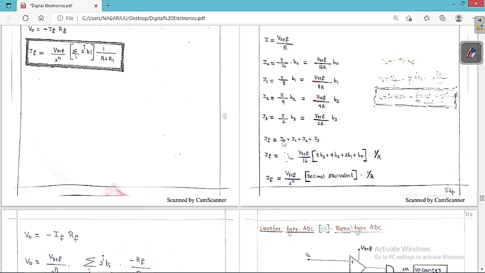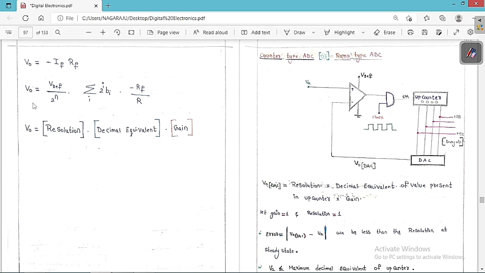I have already told you the value of IF. IF is nothing but the summation of all the currents with the help of KCL. So IF is equal to I0 plus I1 plus I2 plus I3. If we do the summation of all these currents, we finally get IF is equal to V reference by 16 into (8B3 plus 4B2 plus 2B1 plus B0) into 1 by R. The general expression is IF is equal to V reference by 2 to the power of n into the decimal equivalent of the binary input into 1 by R.